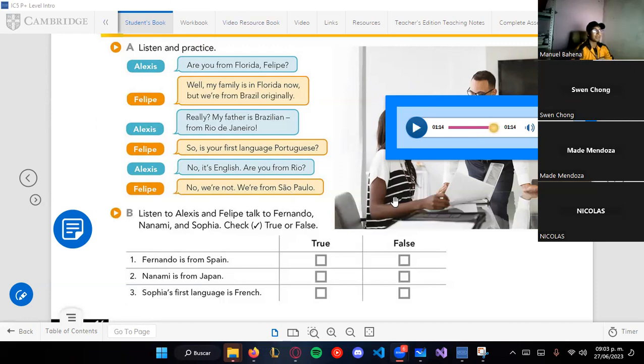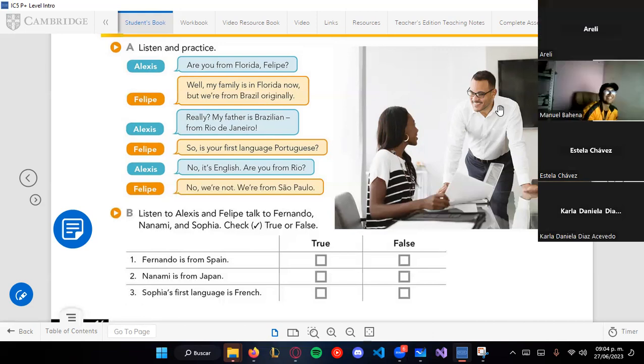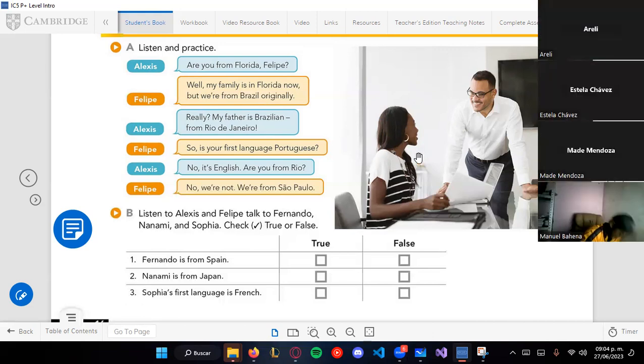Got it? Or one more time? Yes, teacher. Excellent. All right, perfect. So who has number one? Raise your hand. Levanten la mano, please. Okay, Yareli. False? Yes. Okay, the rest? Agree? No, it's true. It's true.